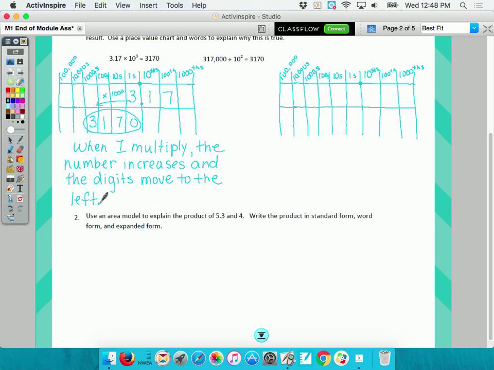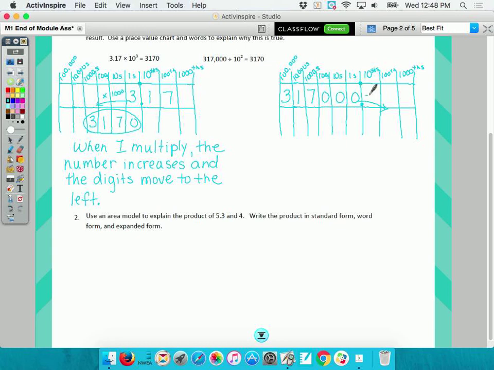Now when you divide, it's sort of the opposite, isn't it? Well, wait a minute. Are multiplication and division kind of opposite? Yes. They really are, kind of like addition and subtraction, okay? So I'm going to put 317,000 on my place value chart. And what does it say to do? Divide by 10 to the second. Does everyone see the problem? Yes. So if I divide, my number is decreasing.